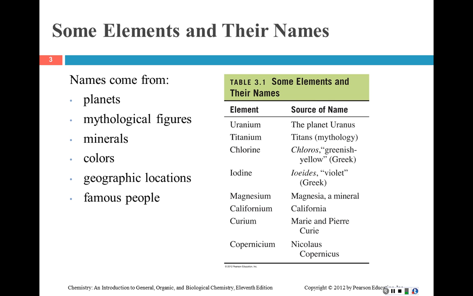Names of some of the elements come from different places, depending on when they were discovered. Planets, mythological creatures like titanium from Titans, colors, some locations, and even some famous people. Curium, for example, after Marie and Pierre Curie. So there are lots of ways that these were named, and it's up to whoever discovers them to choose that.